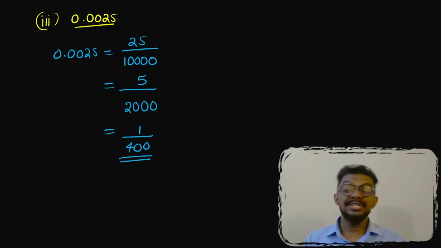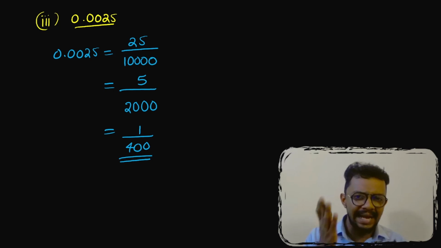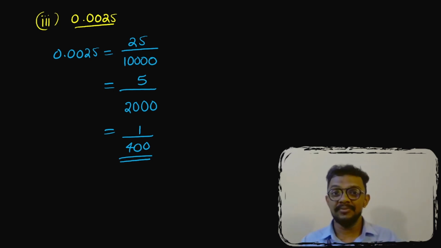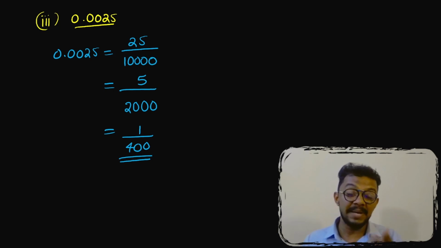Okay. So this is how we convert a terminating decimal expansion into the m by n form. For a rational number, two choices are there. The decimal expansion is either terminating or repeating. We are done with the terminating. Repeating we will discuss in the next class.